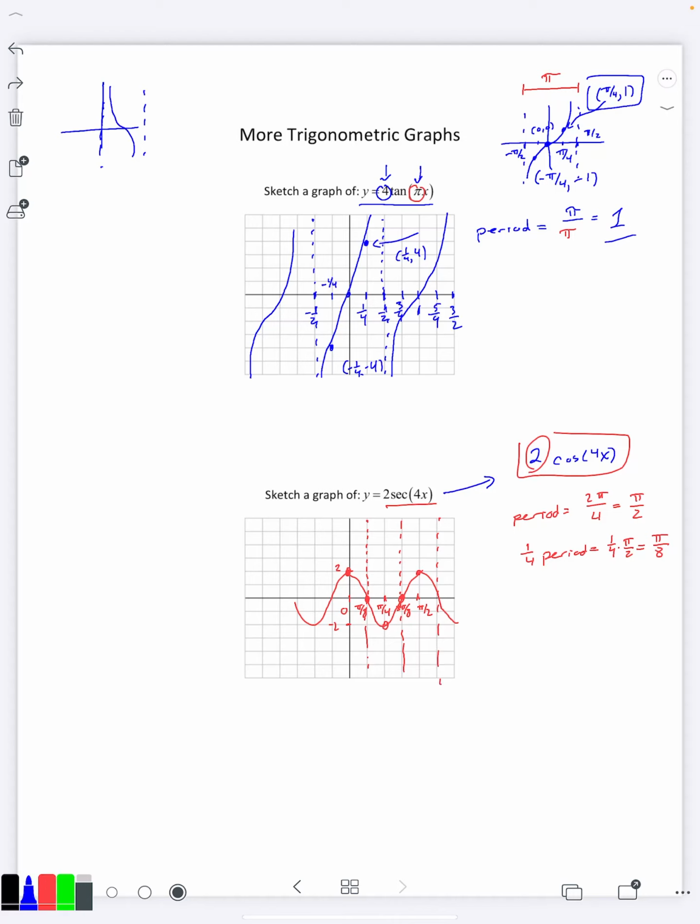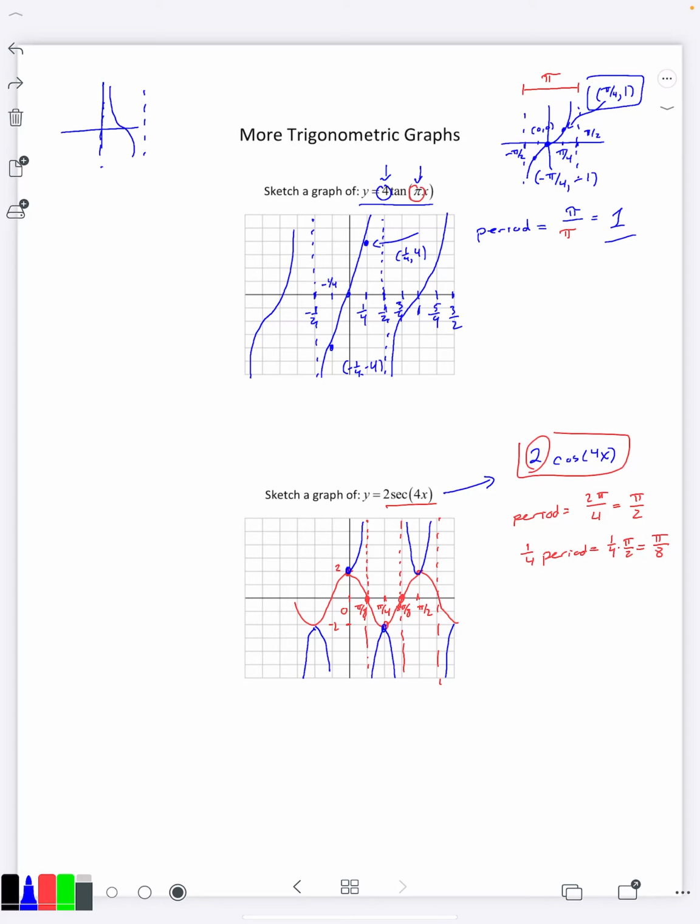And then we do the same thing we did when we learned how to draw regular secant. We just take these points that are on top of the cosine, and when we're in the reciprocal of it, we're going to get something like this. And continue these here, and this is going to be the graph of your secant here, reciprocal cosine.